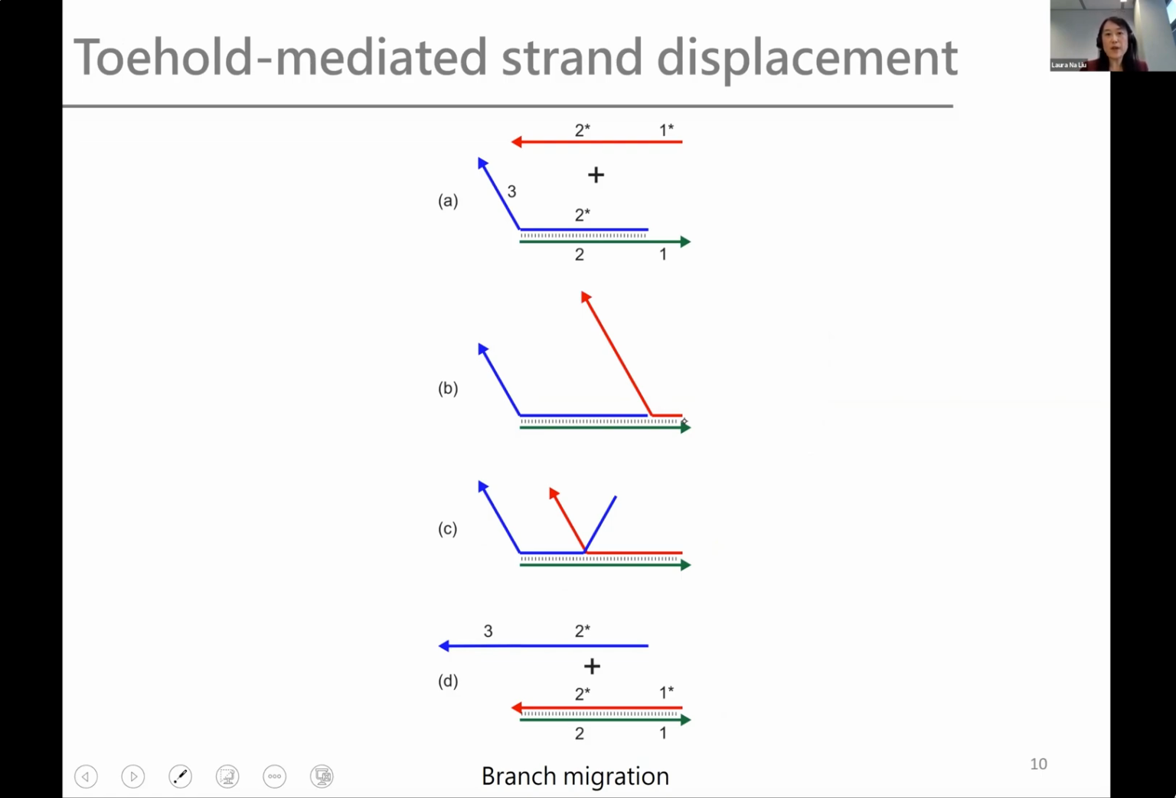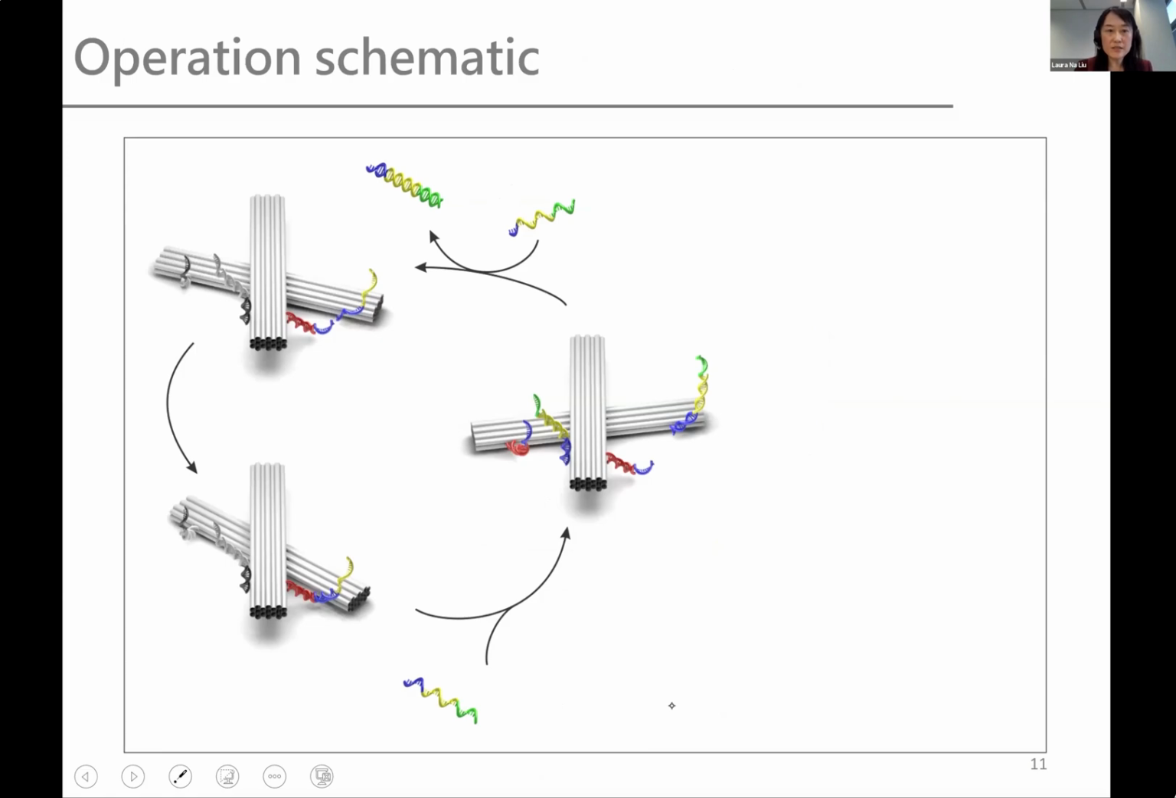Basically, if we have three DNA strands in three different colors, originally this blue strand is partially hybridized with the green strand. Then if I add the red strand into the solution, it can gradually displace the blue strand and fully hybridize with the green strand. So this is the operation schematic. You don't see the gold nanorods; I just want to make the image look simpler.